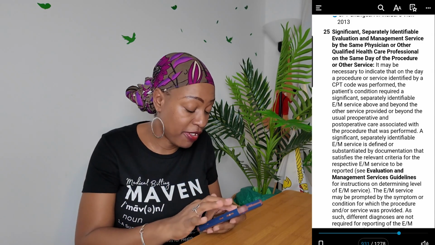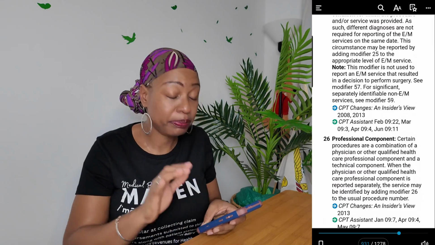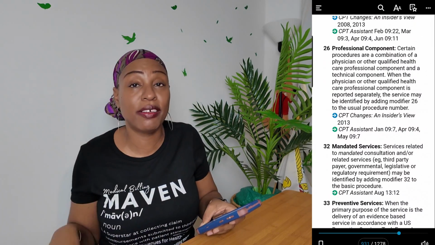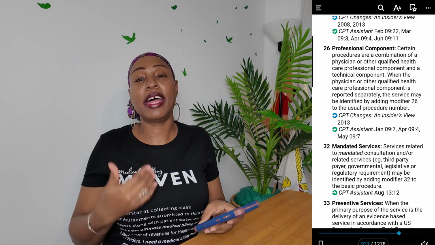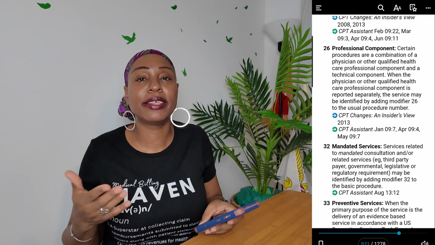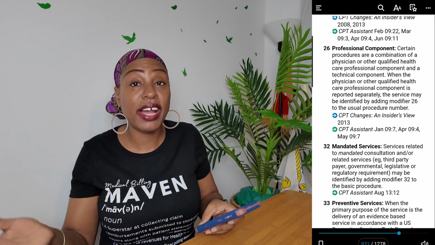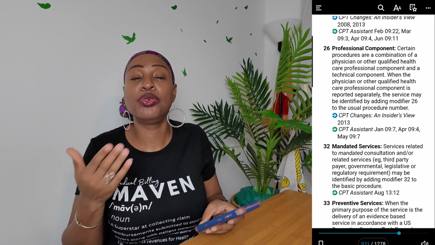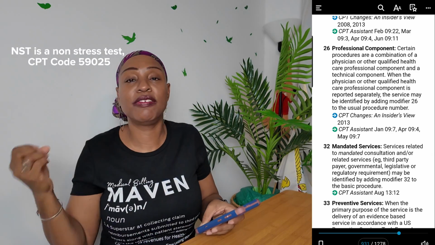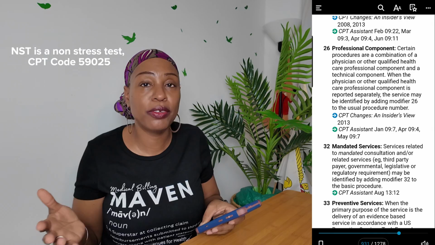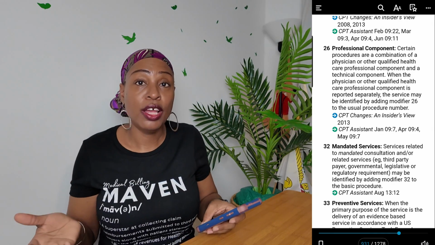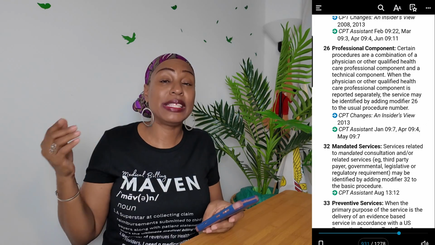Then you have modifier 26. Modifier 26 is the professional component modifier. So, for example, you can use a modifier 26 if you are the provider and let's say you're doing an NST, but the NST belongs to the hospital, the facility, some other person, but you don't own it, but you're reading the report. So you're billing a modifier 26.